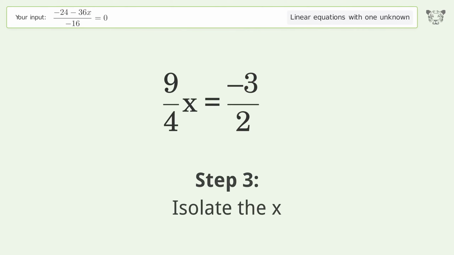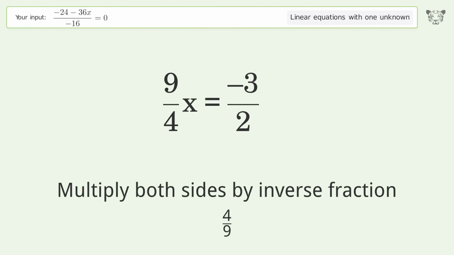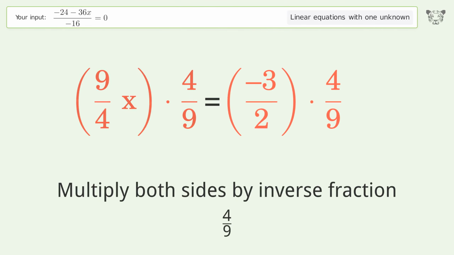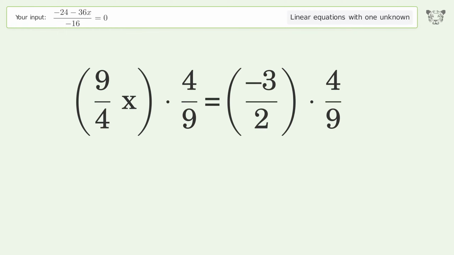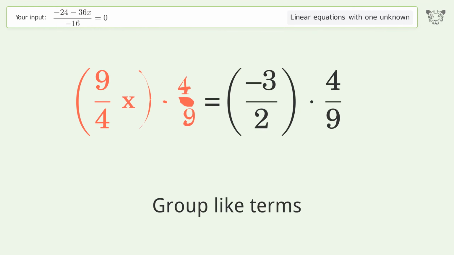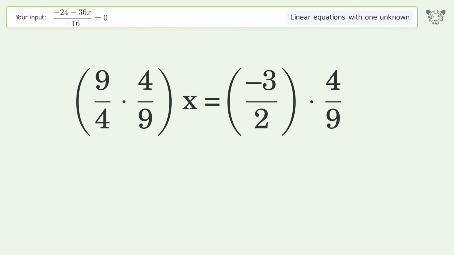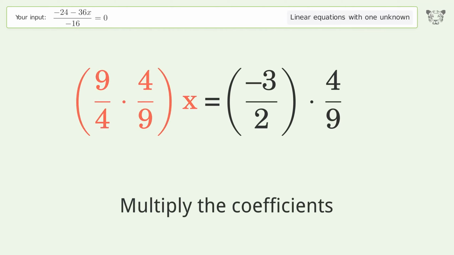Isolate the x. Multiply both sides by the inverse fraction 4/9. Group like terms. Multiply the coefficients.